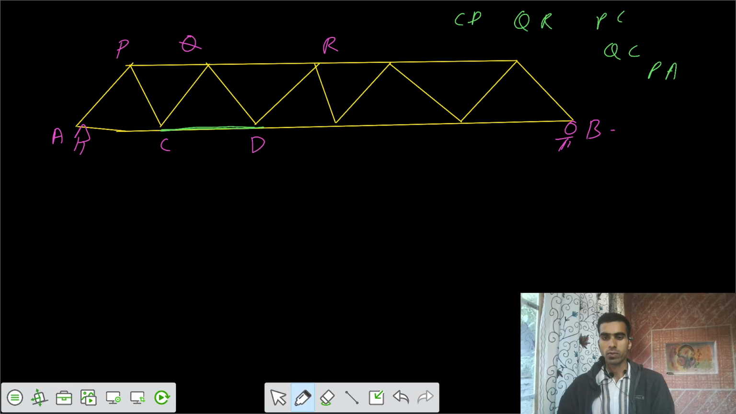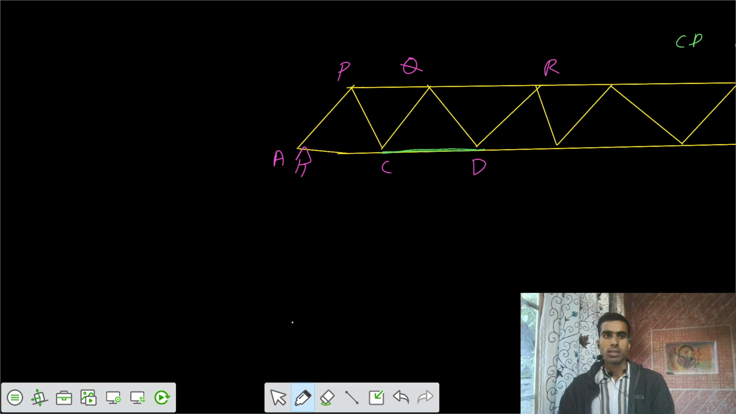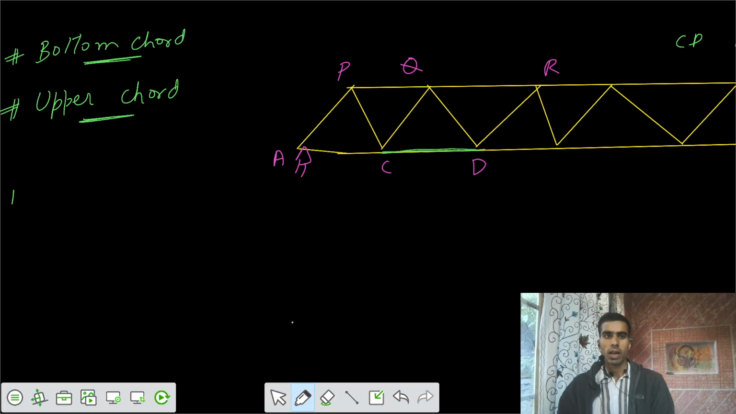So how can you draw this one? We say this is the bottom chord member. We have bottom chord members in the truss, and we have upper chord members. They are horizontal members. And one more is that we may have diagonal members, web members. They can be in this fashion, or they can be in this fashion.